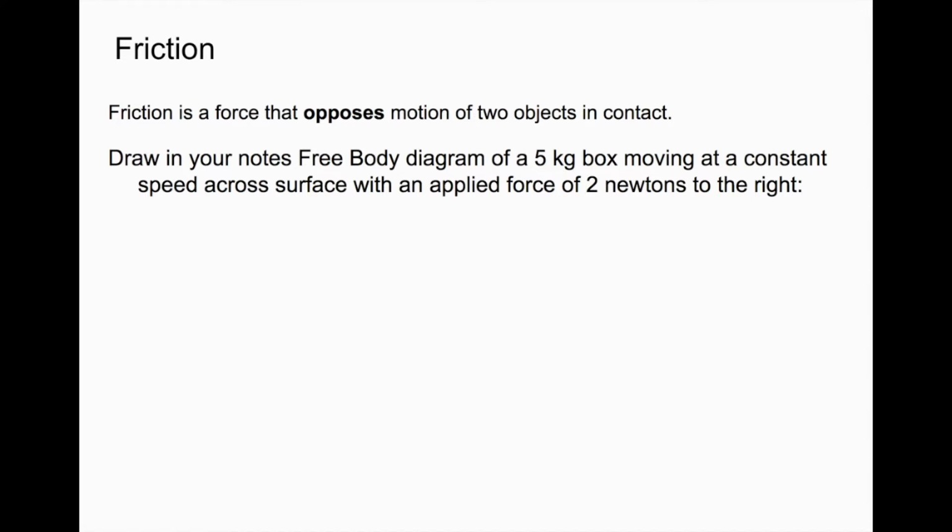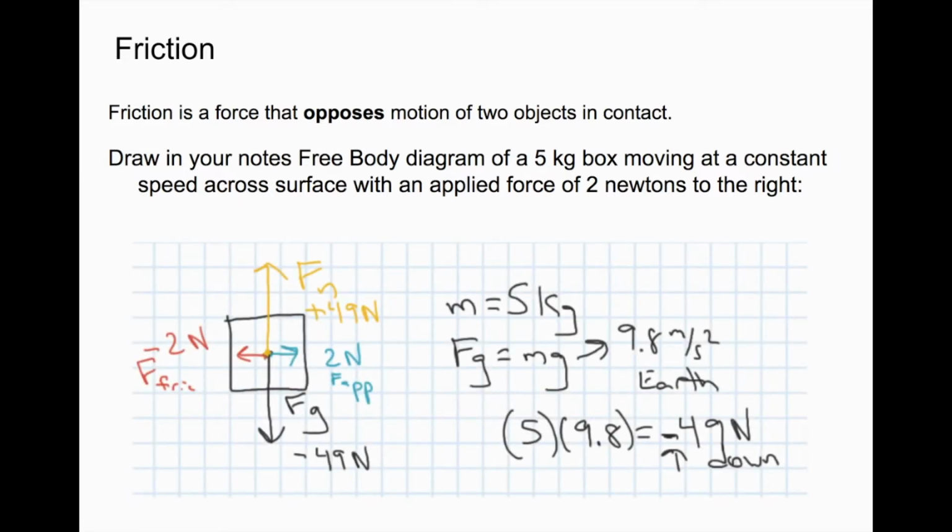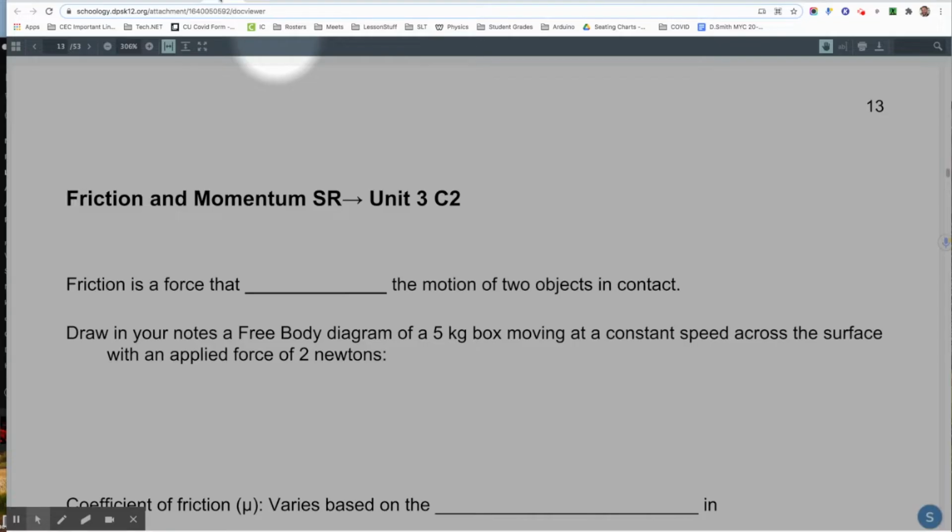So draw in your notes the free body diagram of a 5 kilogram box moving at a constant speed or velocity, right? With a force applied of 2 newtons to the right. So this is what your free body diagram would look like here. Notice I kind of drew them to scale. So if you need to pause the video to watch this, you can, right? So write that down in your notes, please. You're going to write this down right here. Okay, you're going to write that down right here. Then after you're done, you can continue the video.